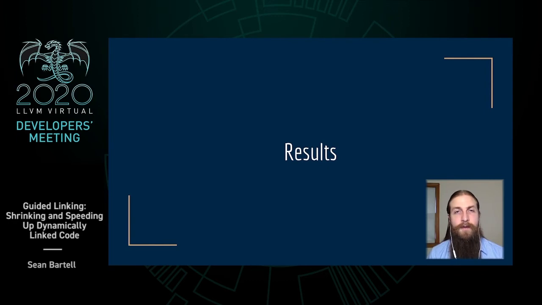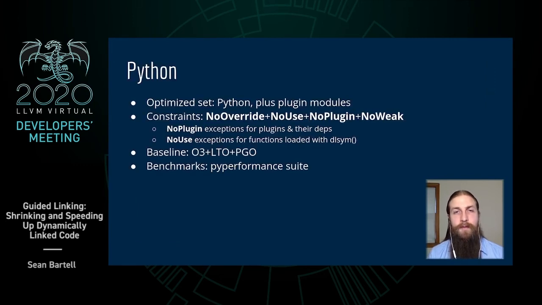Unfortunately, I don't have time to explain exactly how the merged library is constructed based on the constraints. You can find the full details in the preprint of our guided linking paper. Instead, I'll jump straight to our results. The first program we benchmarked with guided linking is the Python interpreter. For the optimized set, we used the main Python program, libraries, and plugin modules, plus a few extra plugin modules we needed for our benchmarks.